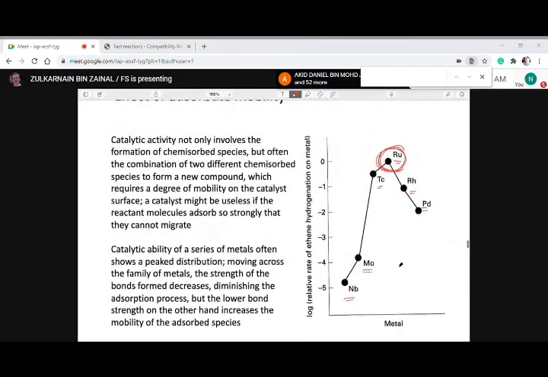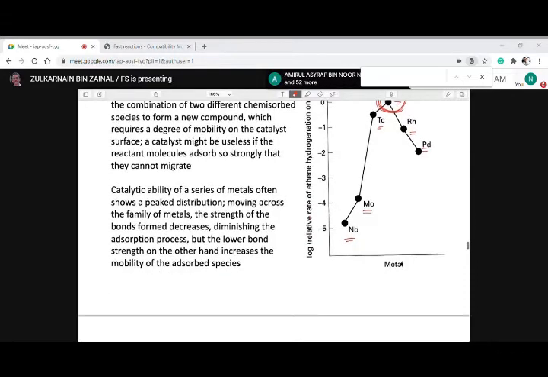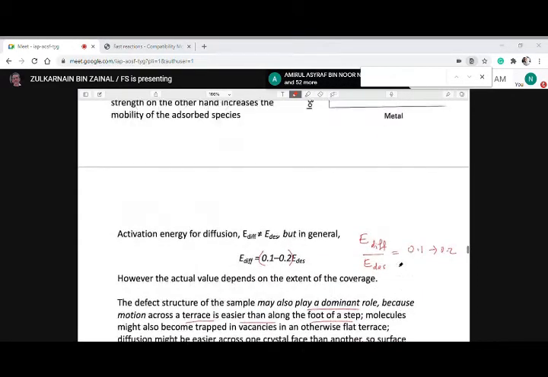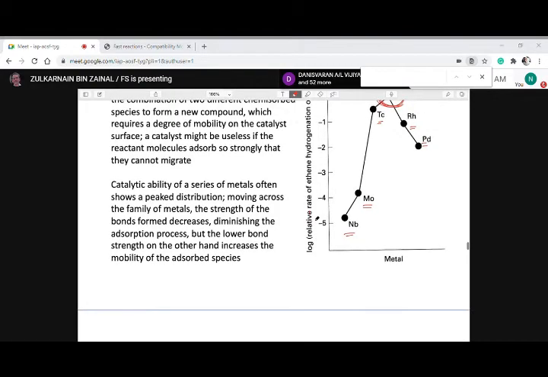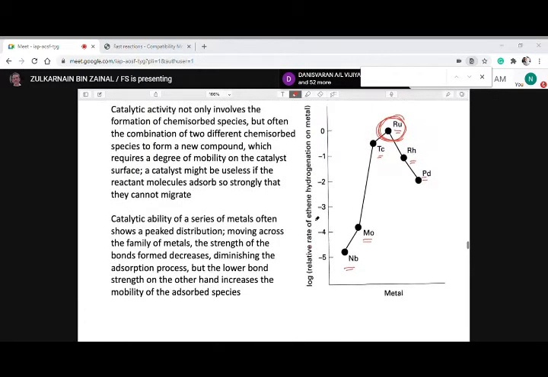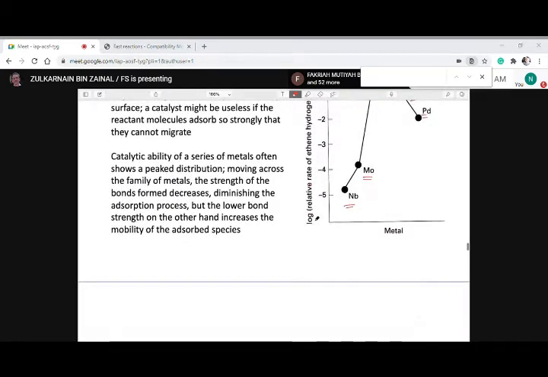As you can see from here, what is discussed here? The catalytic ability of a series of metals shows a peak distribution. Moving across the transition metals, the strength of bonds formed decreases. As you can see, the strength of bond decreases from left to right, which means that niobium has the strongest bond.